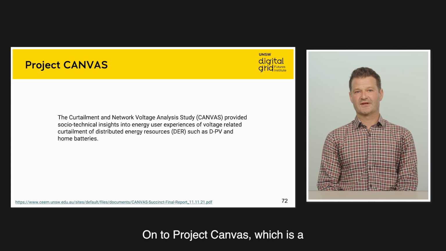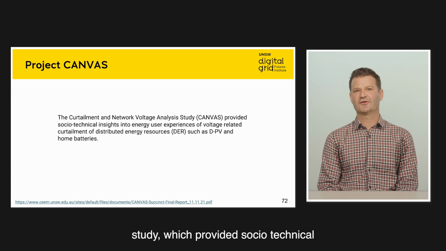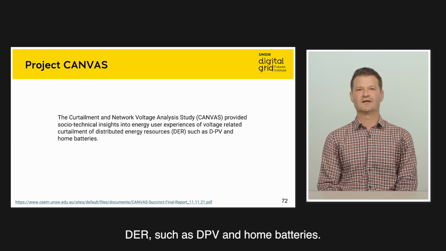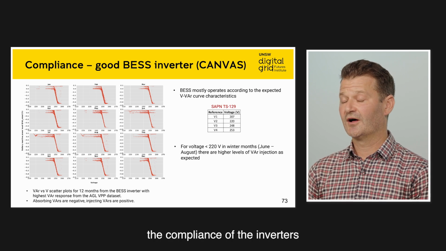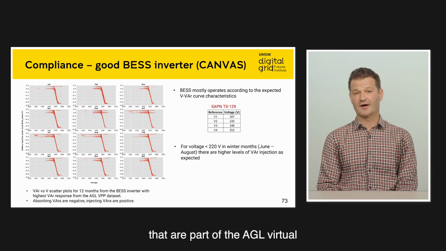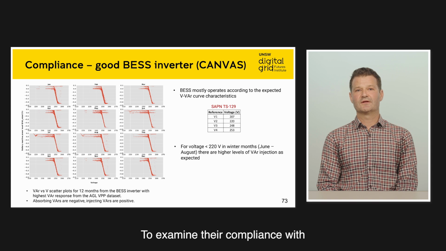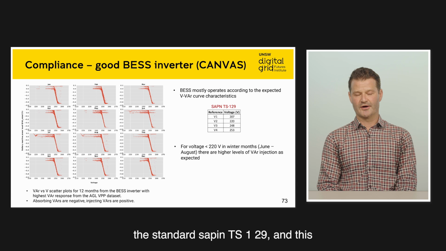On to Project Canvas, which is a curtailment and network voltage analysis study, which provided socio-technical insights into energy user experiences of voltage-related curtailment of distributed energy resources, or DER, such as DPV and home batteries. And part of this study looked into the compliance of the inverters that are part of the AGL Virtual Power Plant, or VPP, dataset, to examine their compliance with the standard SAPN TS129.